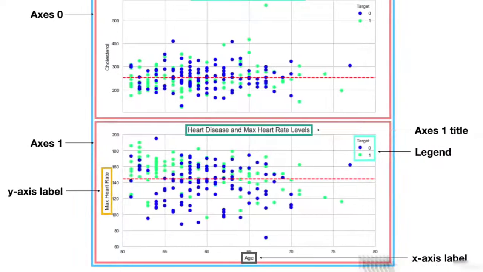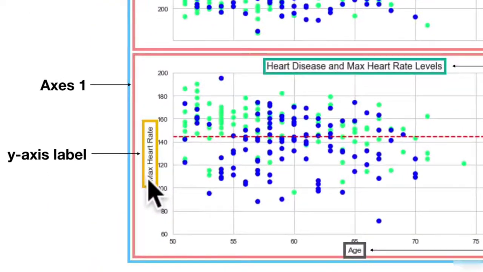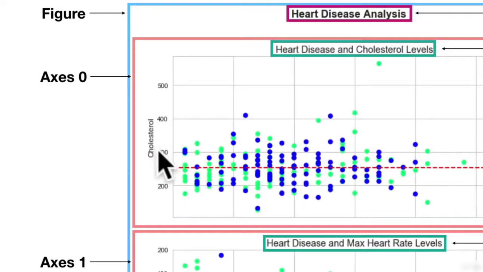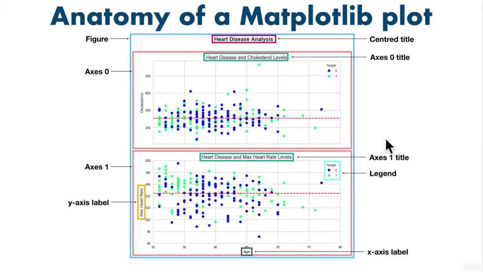We've got an x-axis label here. We've got the axis 1 title. This one's got a legend, and so does this. Then we've got two different y-axis labels: this one is max heart rate, and this one is cholesterol. And then we've got a mean line going through here. You might want to take a screenshot of this, but don't worry, it'll be in the resources section. This is the anatomy of most Matplotlib plots that you'll check out, at least for 2D plots anyway.